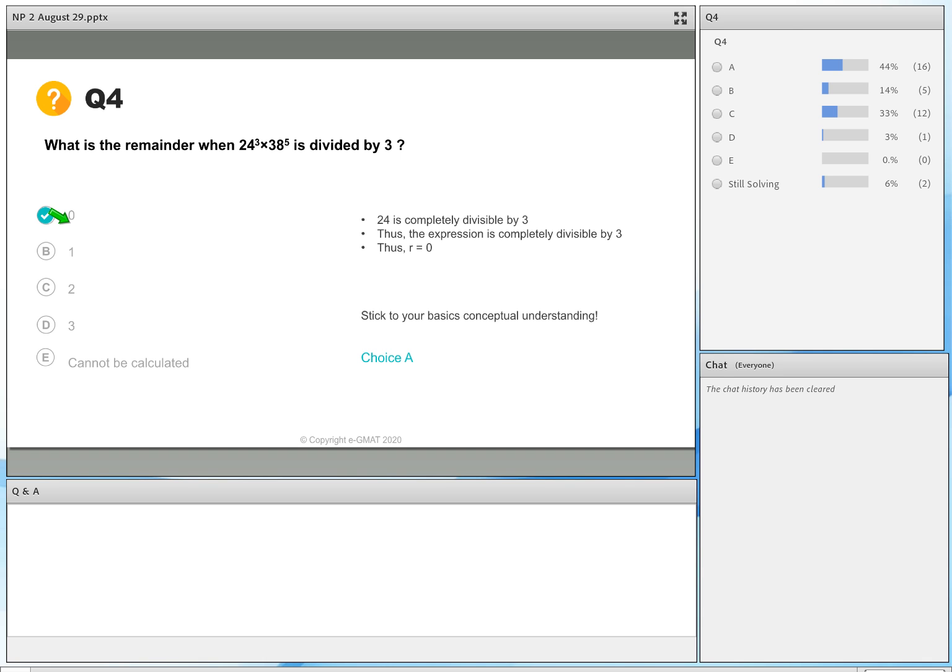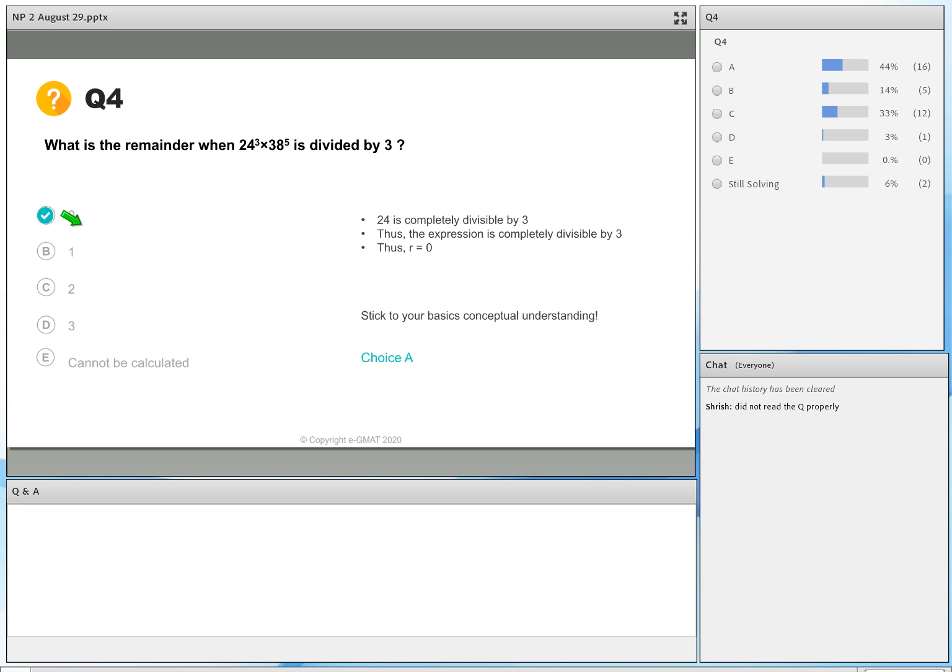C, I want people to write down in the chat box how they got C. The easier way to do this, though, despite all of that powerful result, was 24 is anyway divisible by 3. So if 24 is divisible by 3, its power has to be divisible by 3. The whole thing, 24 multiplied by anything in the world, has to be divisible by 3. And if it is divisible by 3, the remainder is 0. It was a 10-second question. That's all that you needed for this one.